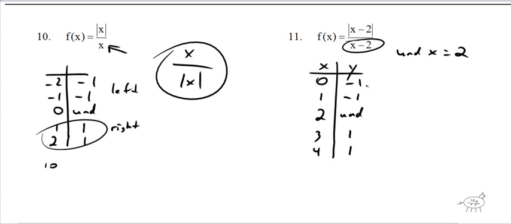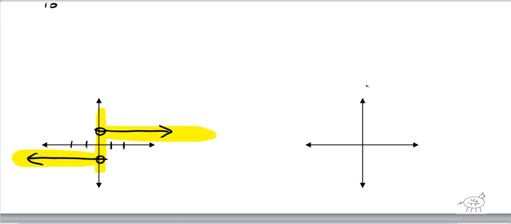So this looks exactly the same as number 10, except that the hole, or that undefined point, is at x equals 2. So at 2, you're going to have those two holes. And again, looking at your t-chart, that's going to go to the right, and that is going to go to the left. And that's your answer to that problem. Okay? Not very difficult.